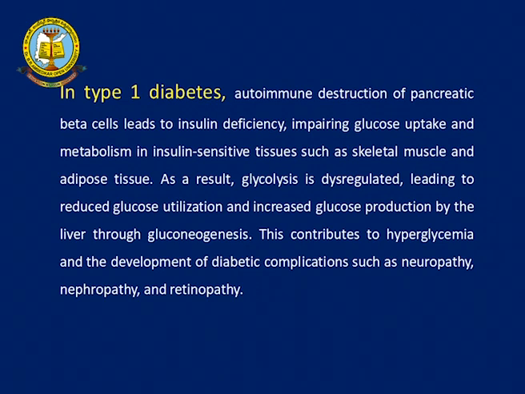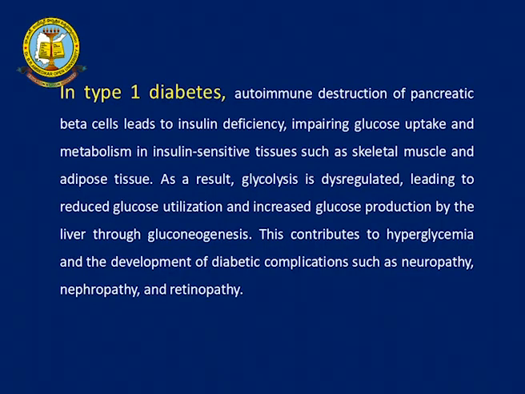type 1. Now, autoimmune destruction of the pancreatic beta cells leads to insulin deficiency, impairing glucose uptake and metabolism in insulin-sensitive tissues such as skeletal muscles and adipose tissues. As a result, glycolysis dysregulation leads to reduced glucose utilization and increased glucose production by the liver through the gluconeogenesis process. This is the understanding of the diabetes type 1 condition and the main role the glycolysis pathway plays.